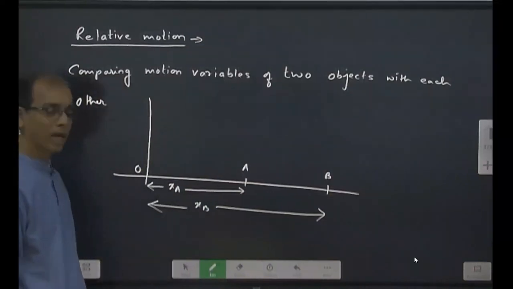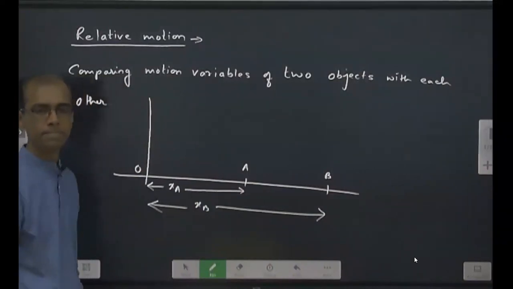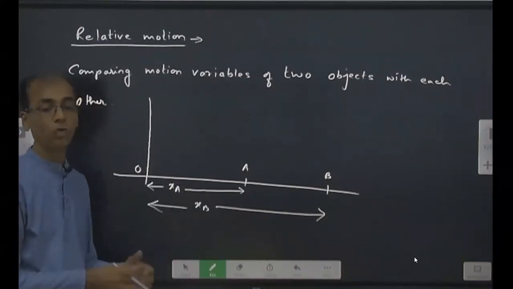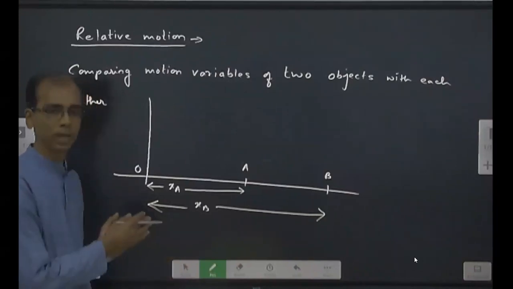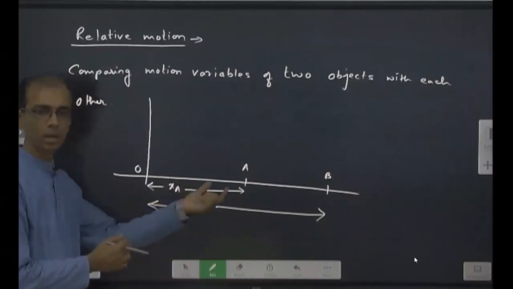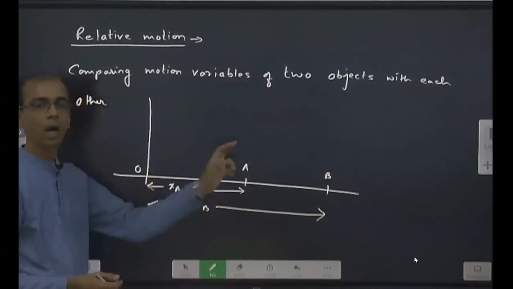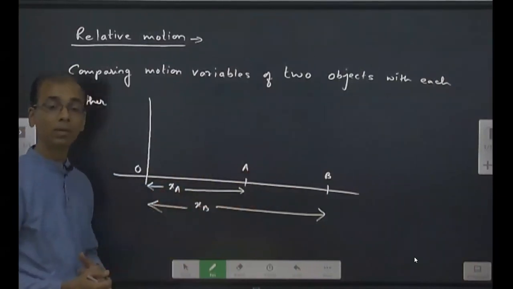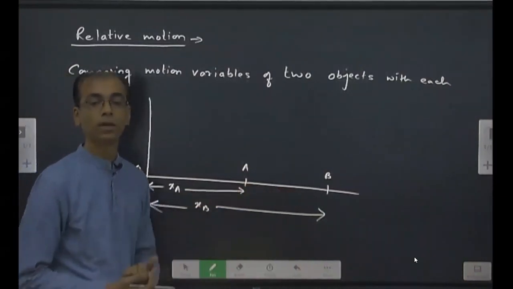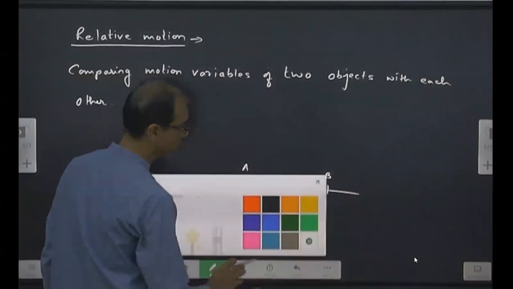Okay, so if I ask you how far is B from A, what will you tell me? How far is B from O is XB. How far is A from O is XA. But now I'm asking how far is B from A? That means I'm asking you this. What do you write? XB minus XA.